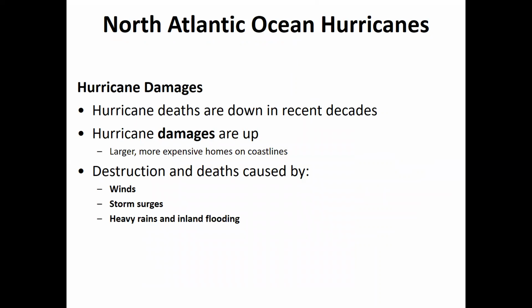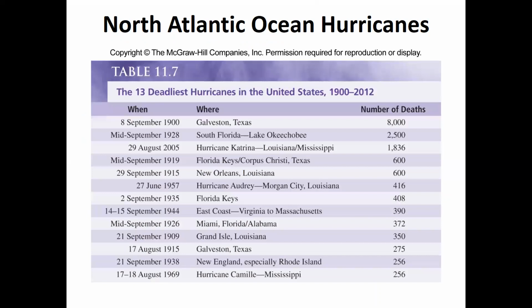So, hurricane damages and deaths. Deaths are down in recent decades. This is partly because of our increased ability to project the storm track and evacuate people. Hurricane damages are up. That's because there are larger, more expensive homes on coastlines. The destruction and deaths are caused by the winds, storm surge, and the heavy rains and inland flooding.